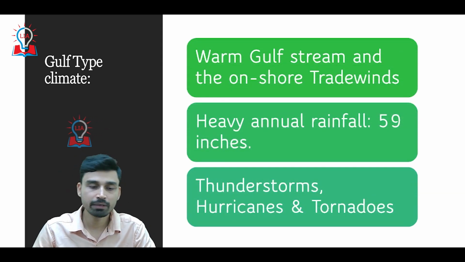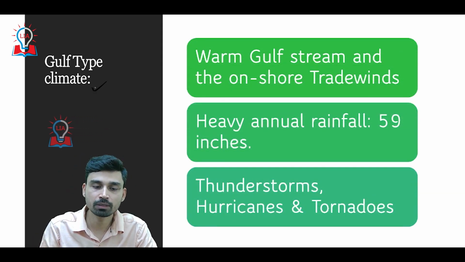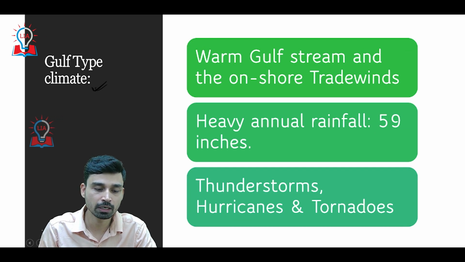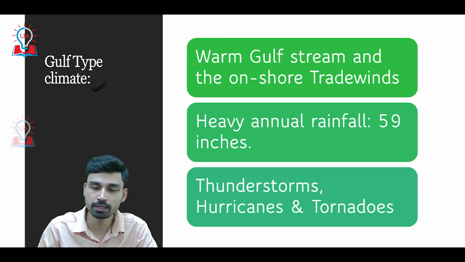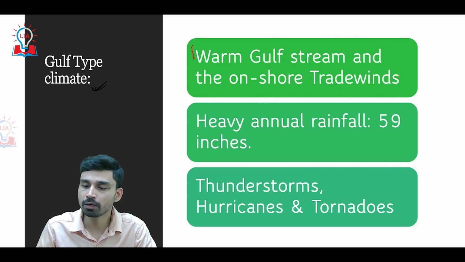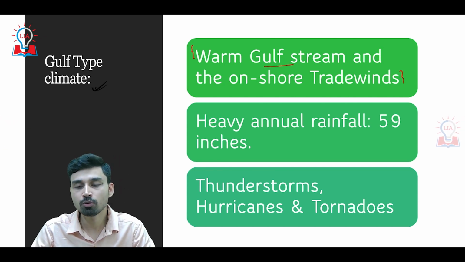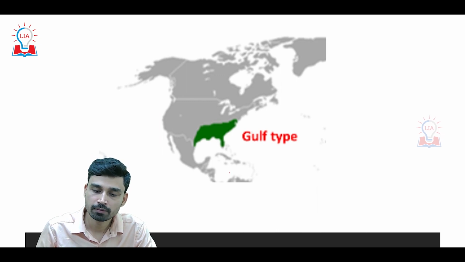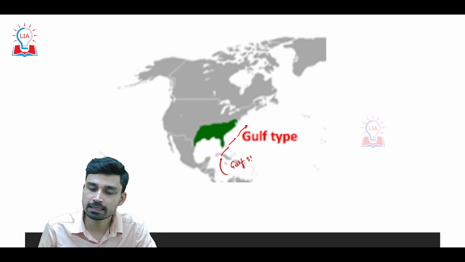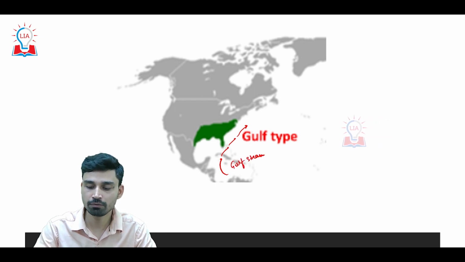The second category of climate we have to discuss is that which has developed around the Gulf of Mexico coast, along the Atlantic coast of USA. So here we have two important phenomena going on. First of all, around the coast of the Gulf of Mexico, there is a warm ocean current flowing through, and this warm ocean current is called the Gulf Stream. So there is an effect of the Gulf Stream.